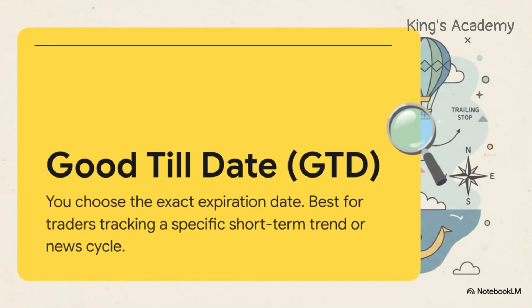Then we've got the GTD, or good till date order. Now this gives you surgical precision. Imagine you know a company is releasing its earnings report next Friday, and you think the stock might take a temporary dip. Well, you can set a buy order that is only active until that specific day. It's an amazing tool for trading around known events.